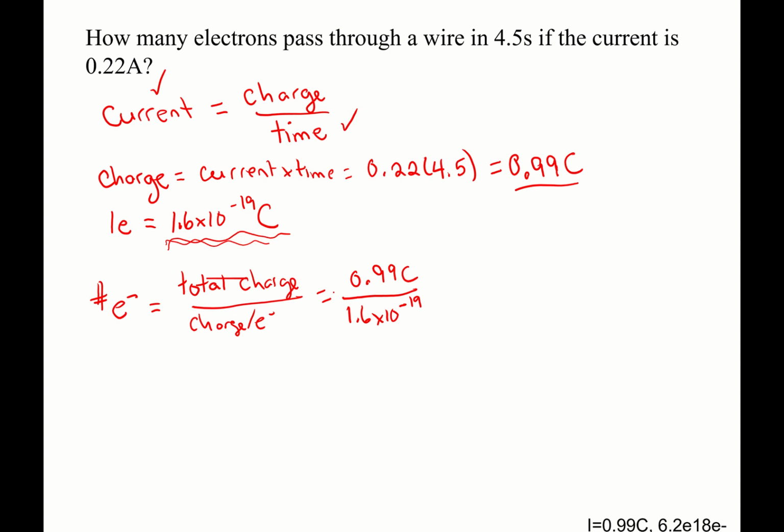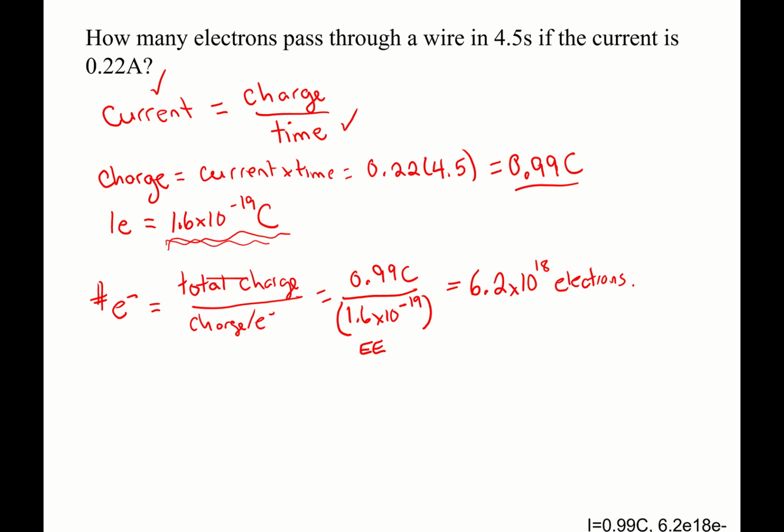And again, a reminder, when you do this, make sure you put your brackets on your calculator or use the EE function instead of times 10 to the 19. All right, so if I put that in, I'm going to get a really big number of electrons, 6.2 times 10 to the 18 electrons.